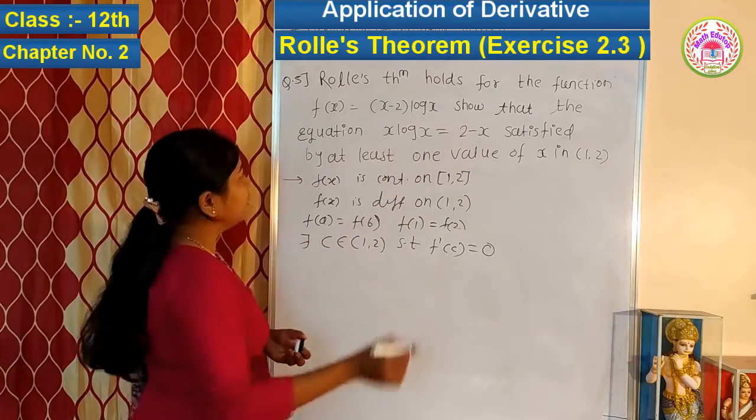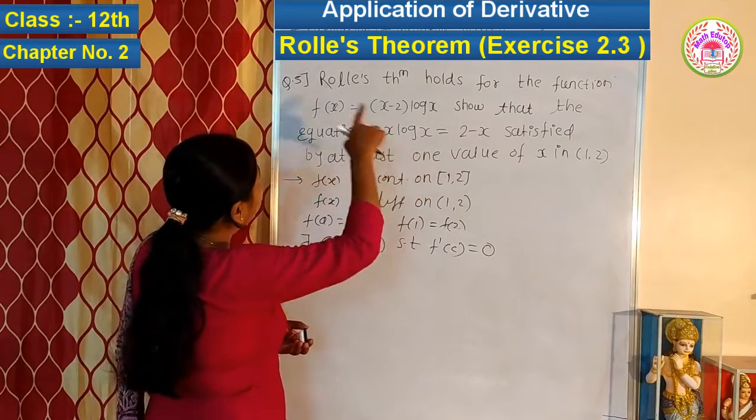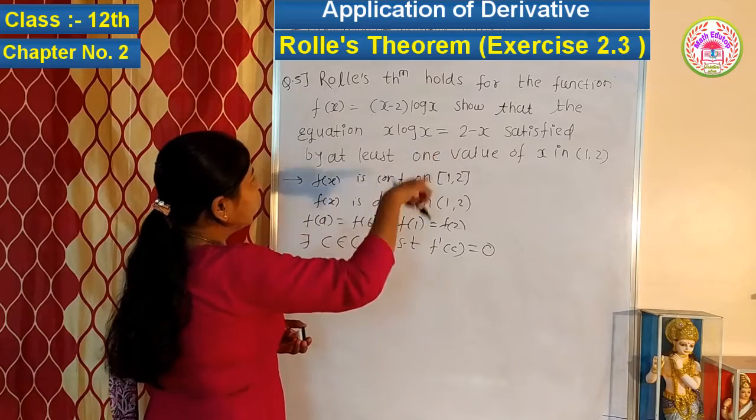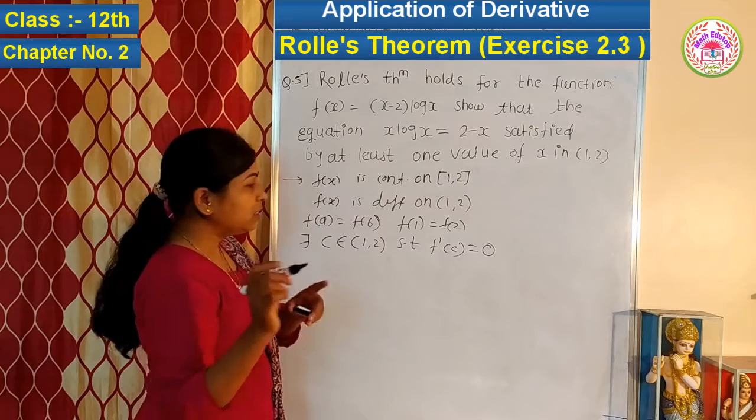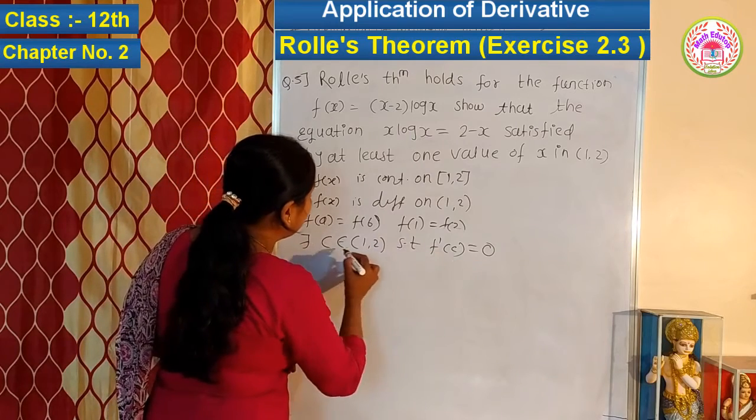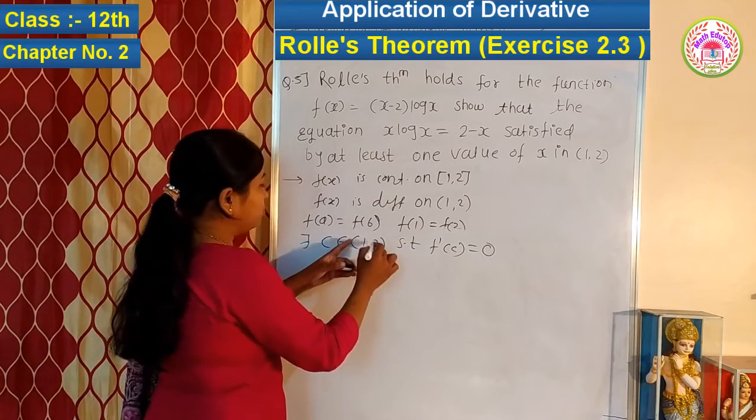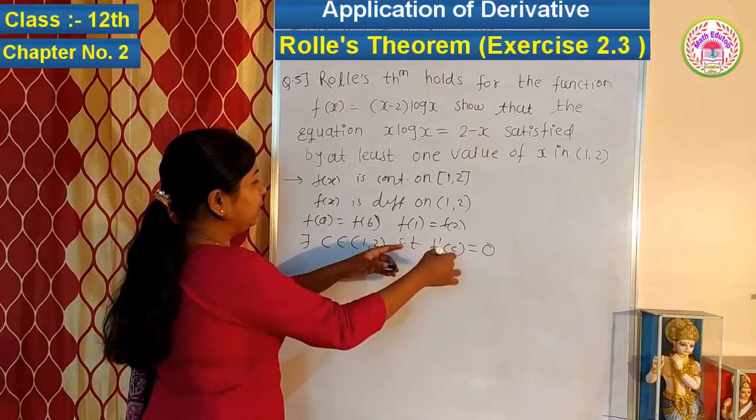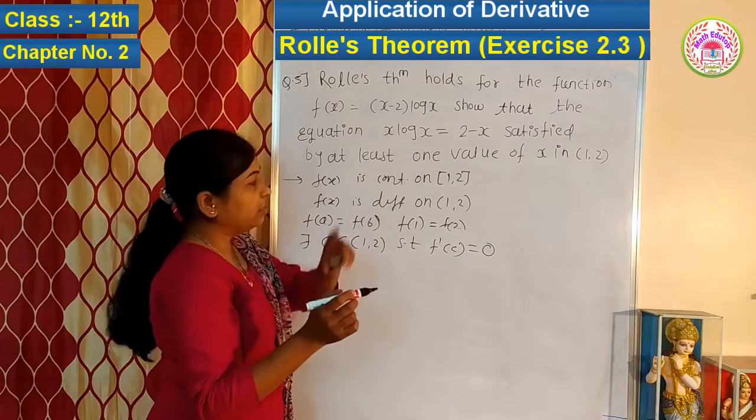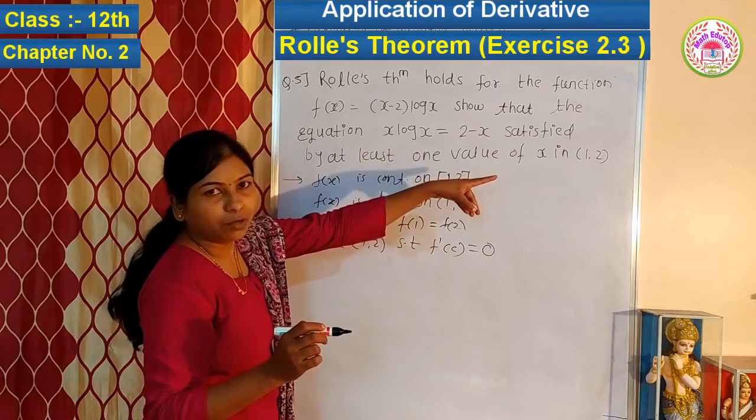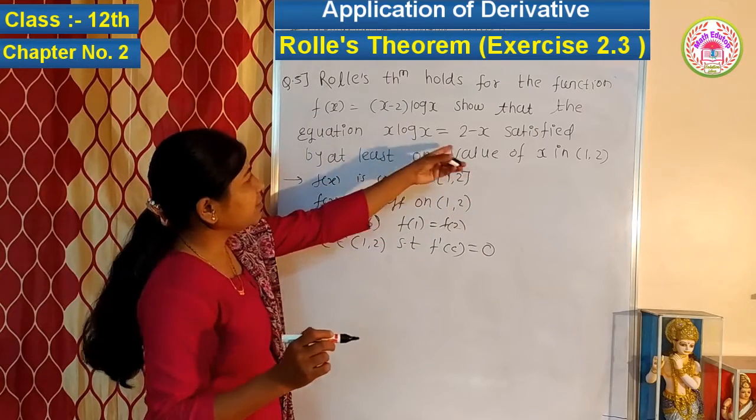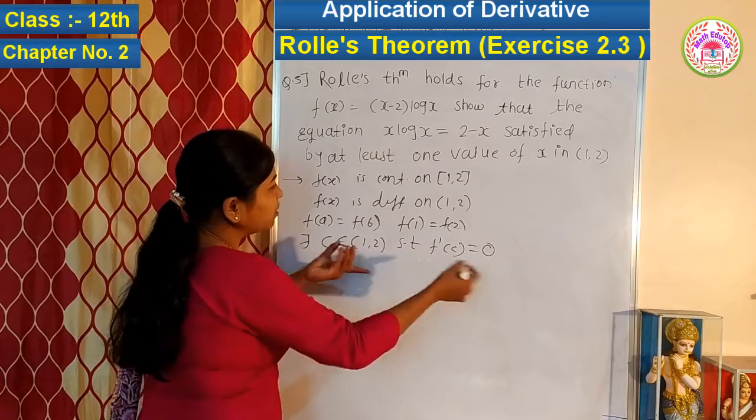Then we use this result, f dash of c is equal to 0, in order to show that the equation is satisfied by at least one value of x in the interval 1 to 2. This is equivalent to saying there exists at least one point c belongs to the open interval such that f dash of c is equal to 0. So we have to find a point in the open interval 1 2 such that it satisfies this equation. Let's see what f dash of c gives.